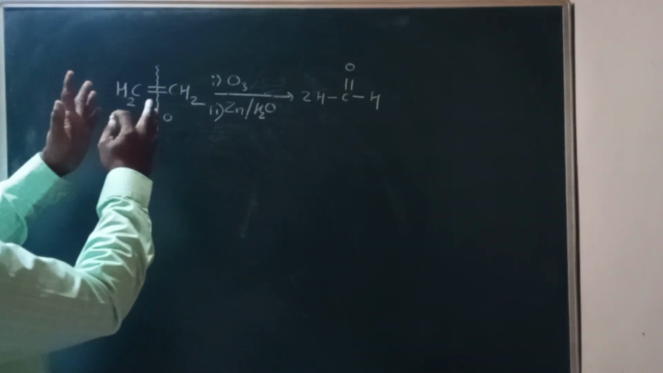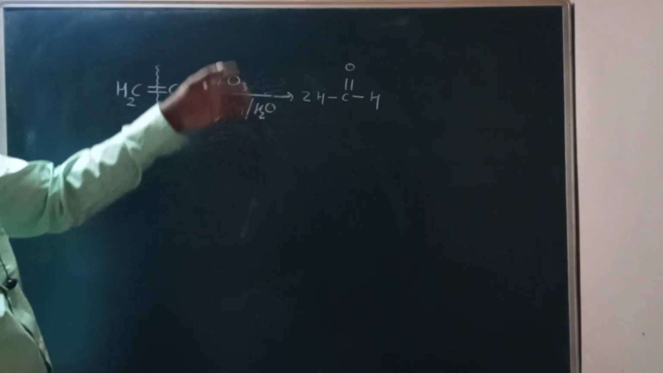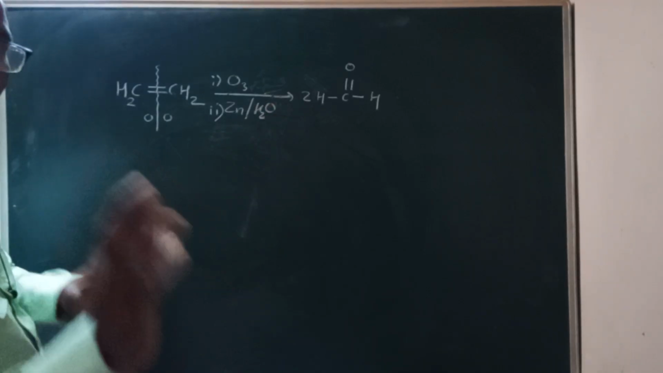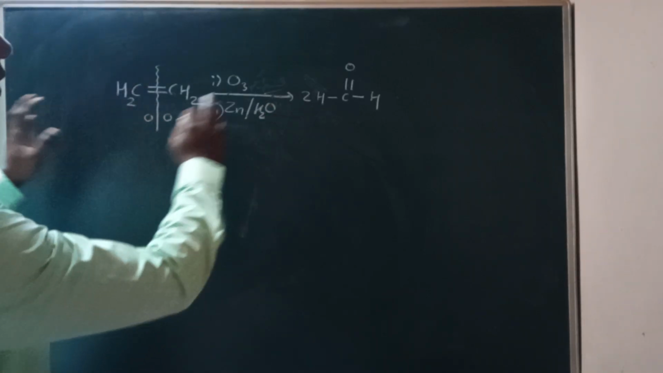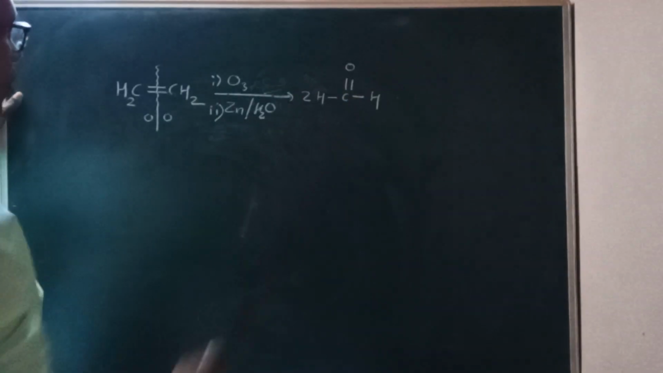So whenever the alkene is symmetrical, then that alkene on ozonolysis followed by reductive cleavage gives us what? Two molecules of the same carbonyl compound. And in this case, we're getting two molecules of what? Formaldehyde. That is the point. Forget about the secondary product.